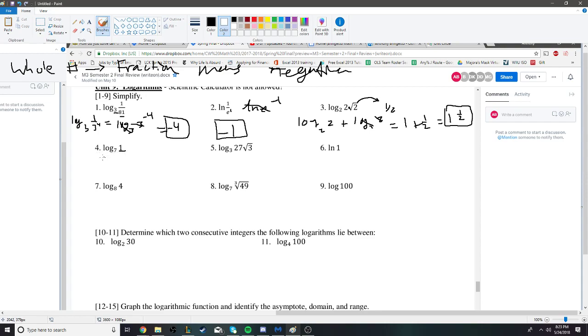Any log of any base of 1 is equal to 0, because that's log base 7 of 7 to the 0 power.